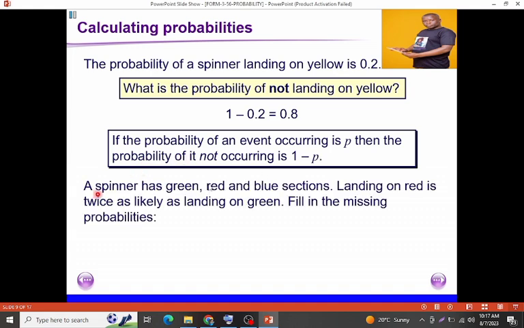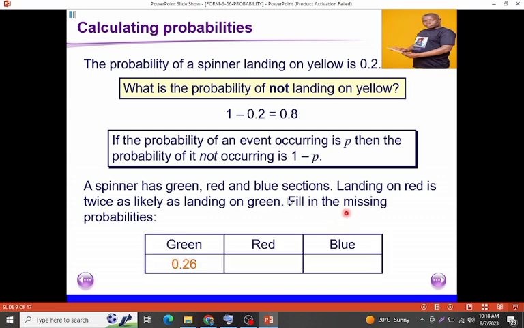So supposing a spinner has green, red, and blue sections, and landing on red is twice as likely as landing on green. Can you fill in the missing probabilities? Landing on red is twice as likely as landing on green.